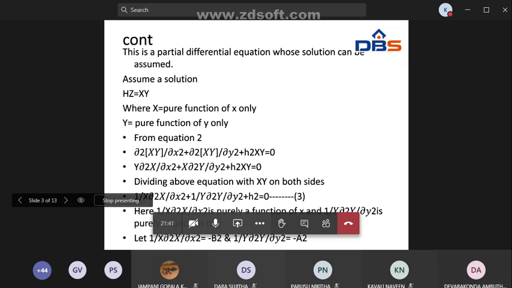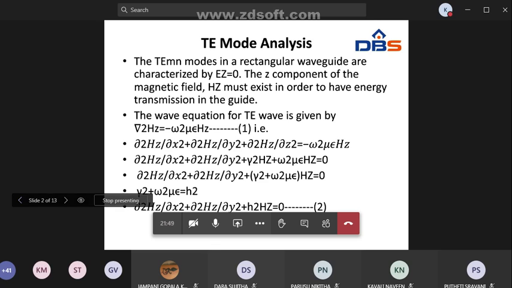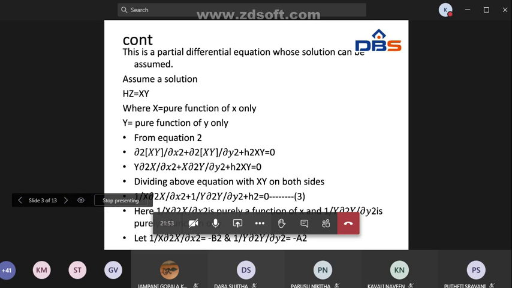Okay, thank you. Right? So from the second equation, we can write XY in place of Hz.